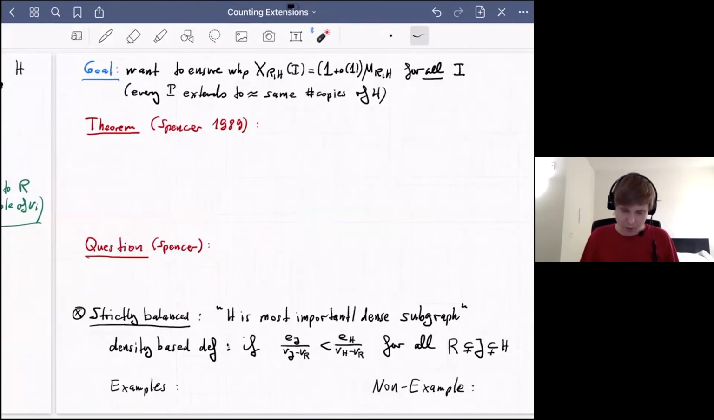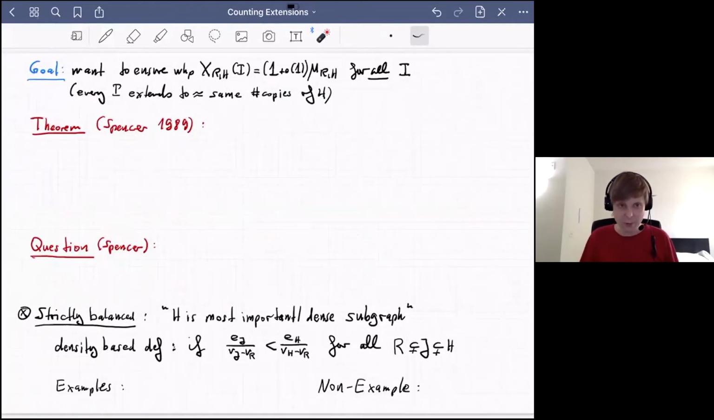As I mentioned, the goal is that we want to ensure that for all possible choices of this set of root vertices I, we get the same number of extensions to H. Intuitively, specializing to some examples, it says every vertex has roughly the same degree, every vertex is contained in roughly the same number of triangles, and every pair of vertices is contained in the same number of paths.